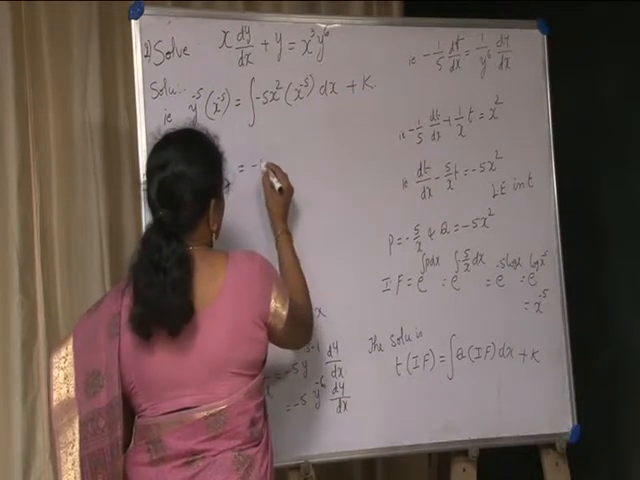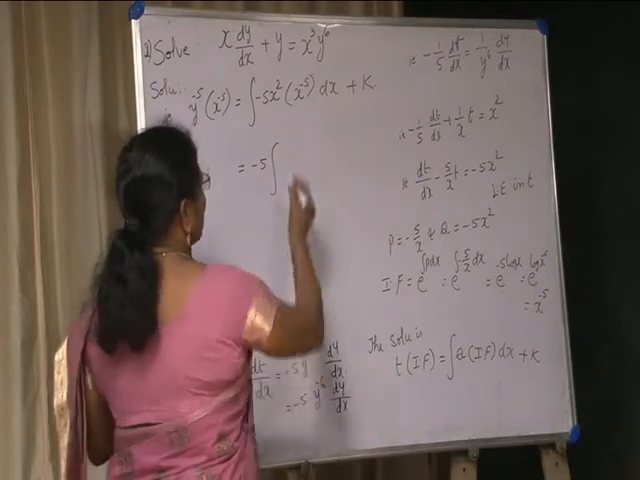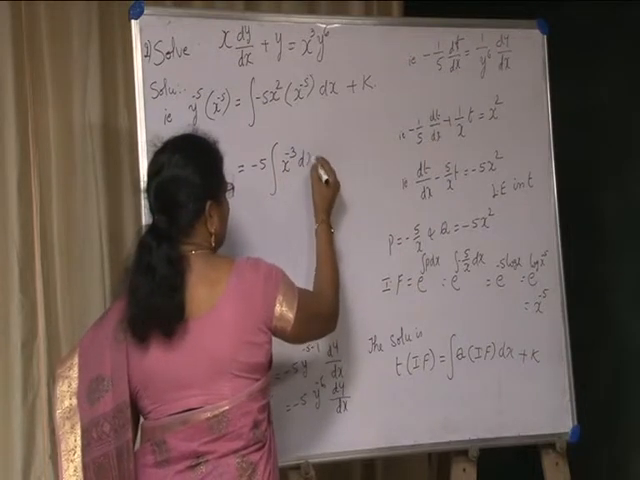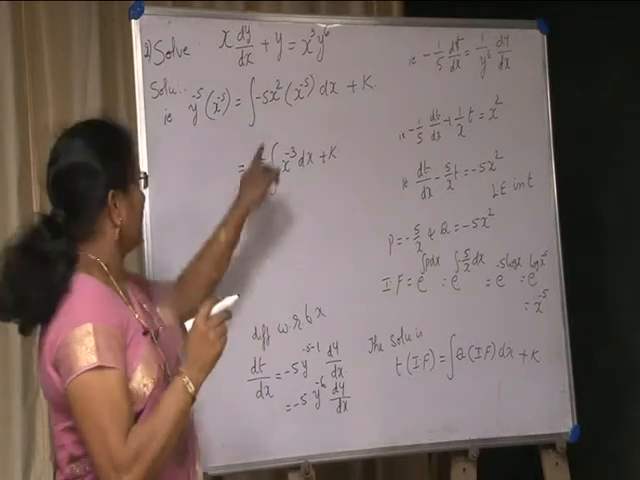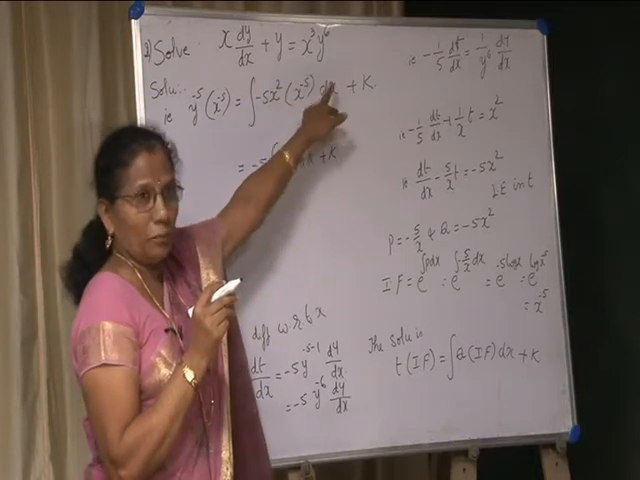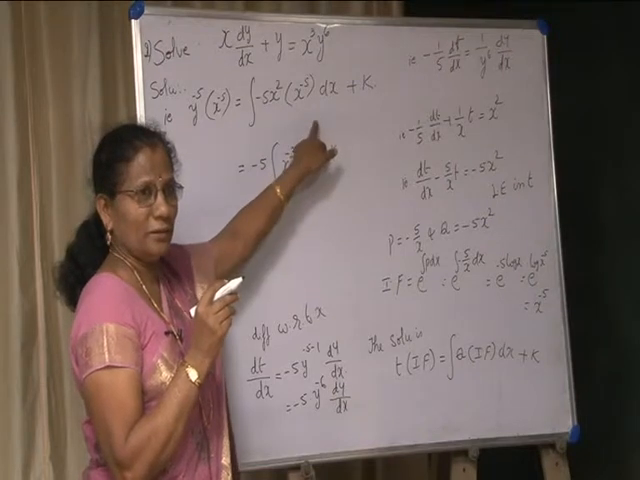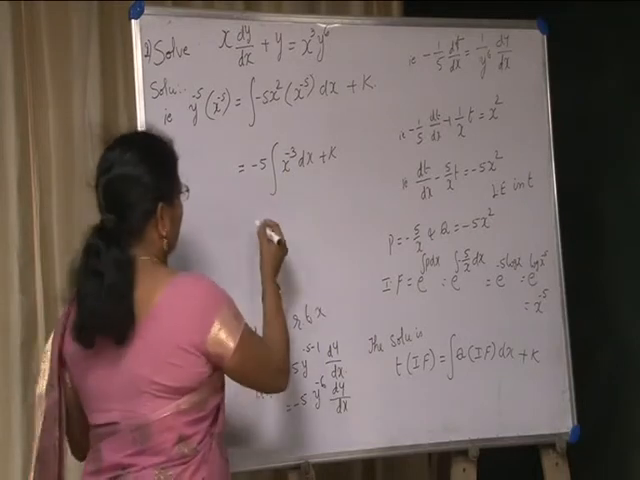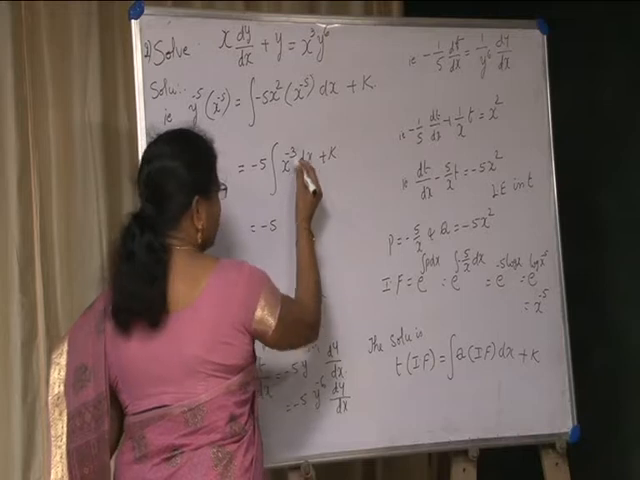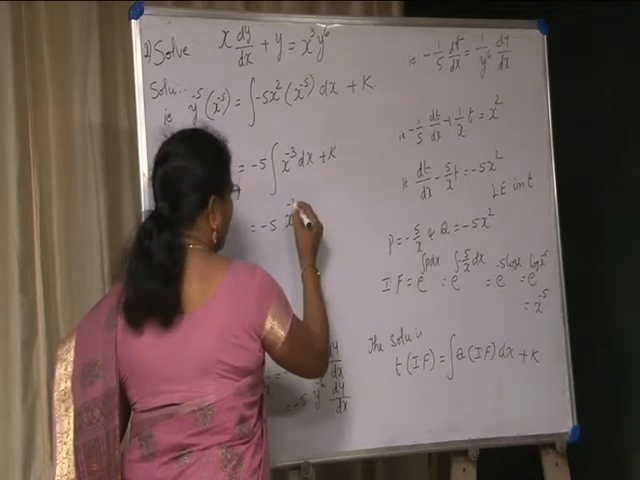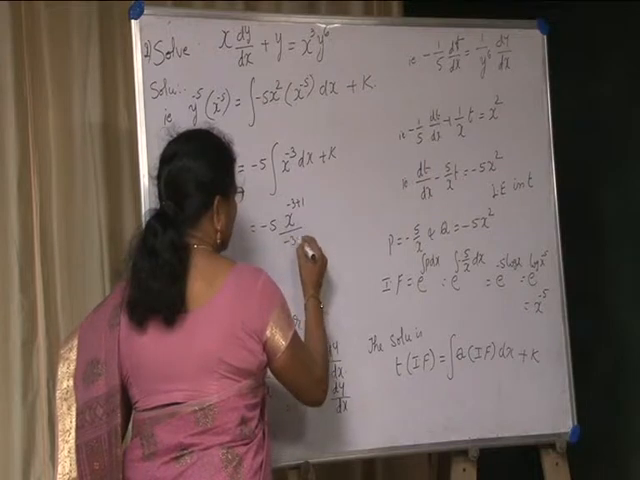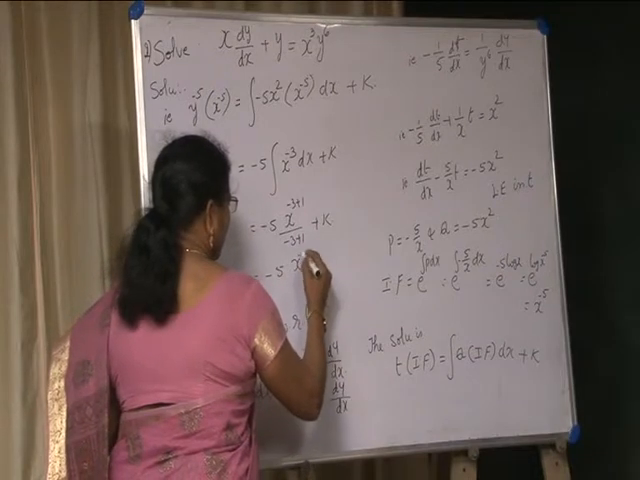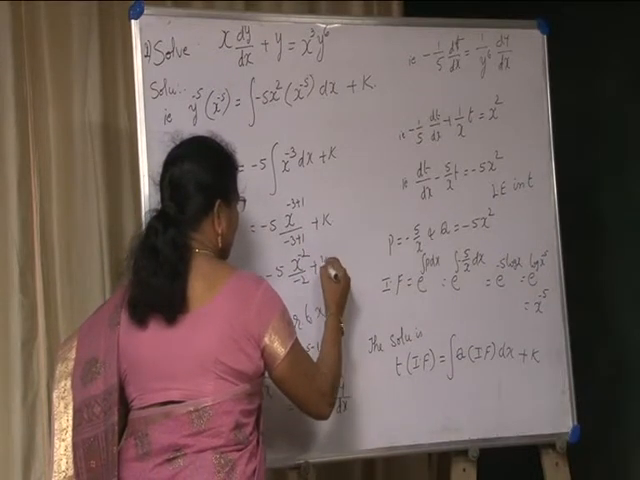This is equal to minus 5, which I have taken outside, integral of x squared into x to the power of minus 5, that is x to the power of minus 3, with respect to x plus k. See here, x to the power of n into x to the power of m is x to the power of m plus n. The m value is 2, the n value is minus 5, so that is equal to minus 3. This is equal to the integration of x to the power of n, which is x to the power of n plus 1 divided by n plus 1, plus k. So this is equal to minus 5 times x to the power of minus 2 by minus 2 plus k.